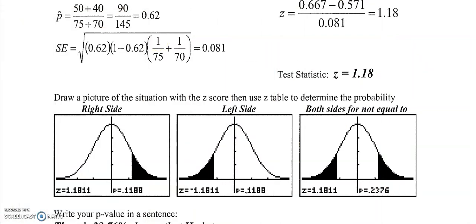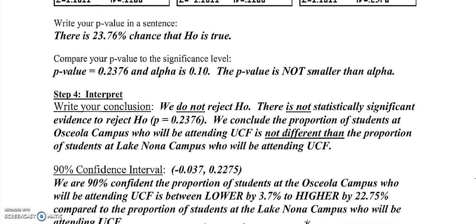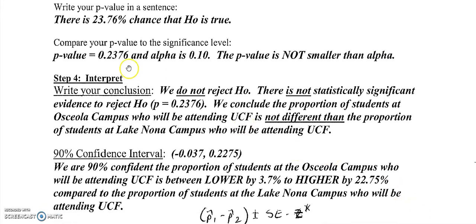So now with our p-value, we compare our p-value to alpha. Alpha is 0.10, so our p-value, 0.2376, is not smaller than alpha of 0.10, so we do not reject H0. There is not statistically significant evidence to reject H0. We conclude that the proportion of students at Osceola campus who will be attending UCF is not different than the proportion of students at Lake Nona who will be attending UCF.